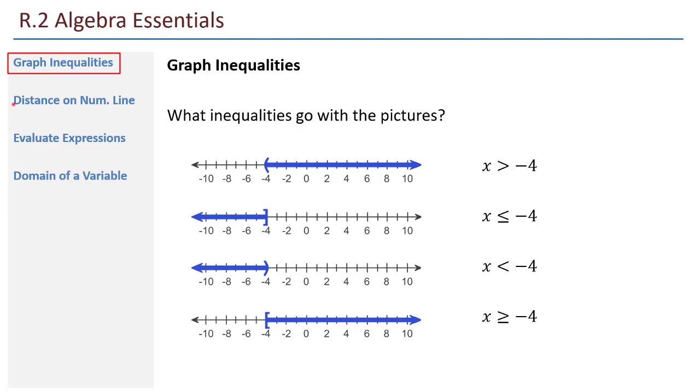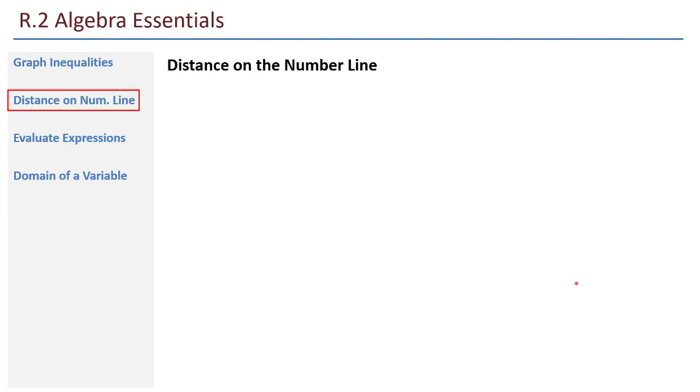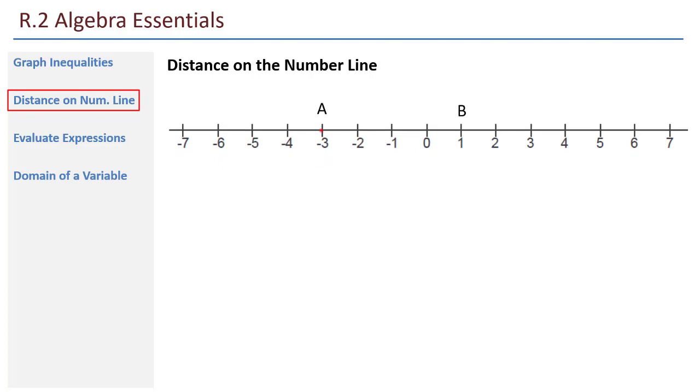All right, moving on to our next topic. Distance on the number line. So on a number line, I might mark 2 numbers, say -3 and +1. We'll call those A and B. And I ask, what is the distance from A to B? Well, it's pretty obvious. I can count 1, 2, 3, 4. There are 4 units from A to B, so that distance is 4. And I say that the distance from A to B is 4.